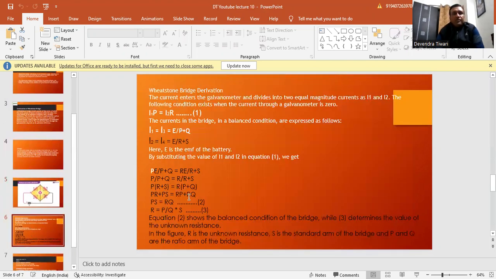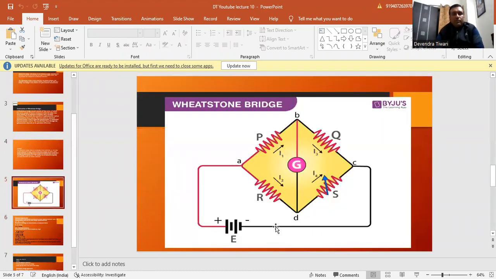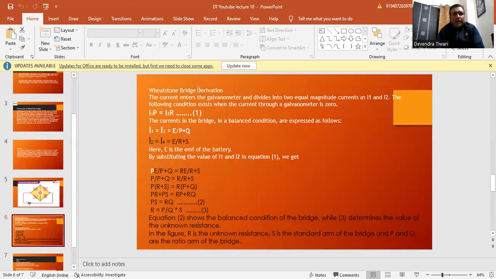Derivation of the unknown resistance. How can we find out the unknown resistance? In this figure, you can see the EMF source is given here. We have taken some current directions, I1 and I3 in the two ratio arms P and Q, and I2 and I4 in the two arms R and S. Current enters the galvanometer and divides into two equal magnitudes I1 and I2. The following condition exists when the current flowing through the galvanometer is zero: I1P equals I2R. This is the condition so that the current through the galvanometer is zero.